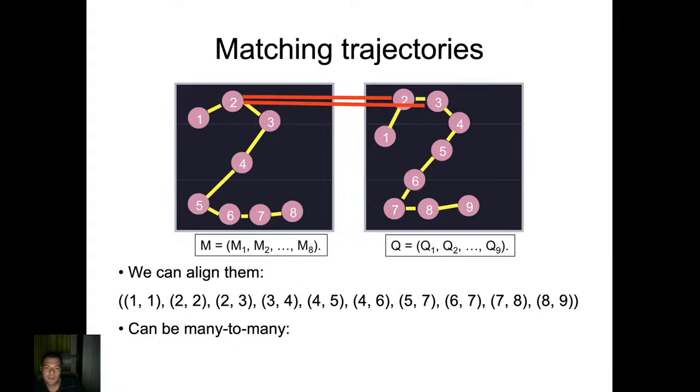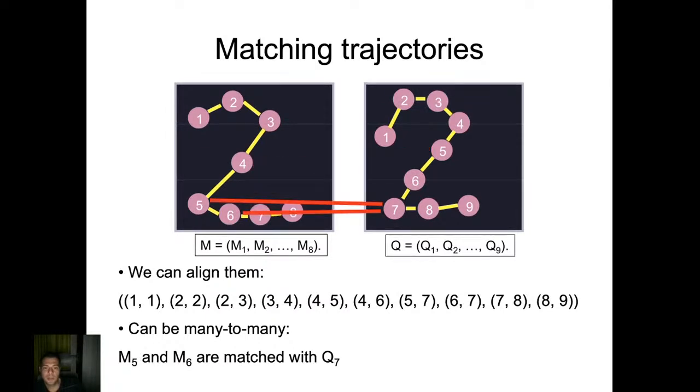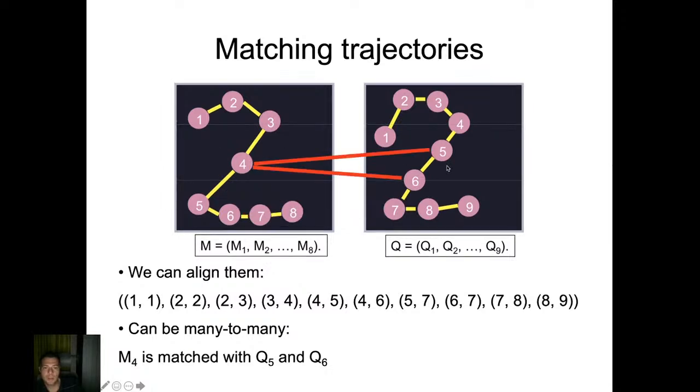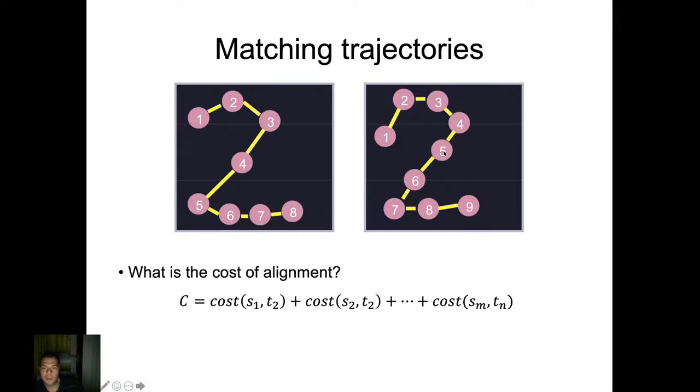The constraints are that the alignment can be many to many, as I showed in the example above. We have 2 to 1 here, and here 1 matched with 2 frames, so the alignment is many to many. Now the question is, what is the cost of this alignment? The main idea is that when we match the trajectories, what we want to compute is how similar these 2 gestures are. If we have a small cost of alignment, we assume that the gestures are pretty close. If not, then the gestures are very different.